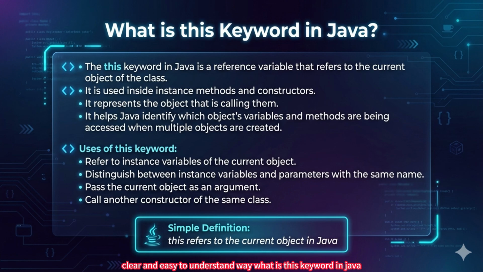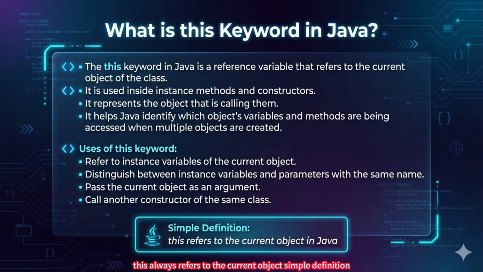What is this keyword in Java? This keyword in Java is a reference variable. It refers to the current object of the class. Whenever an object calls a constructor or a non-static method, the this keyword represents that object which is calling the method or constructor. So if you create multiple objects from the same class, Java uses this to understand which object's data and methods are being accessed at that moment. In very simple words, this always refers to the current object.